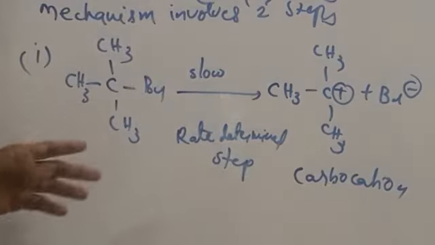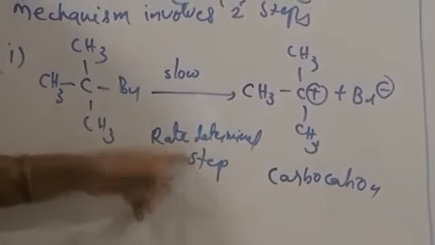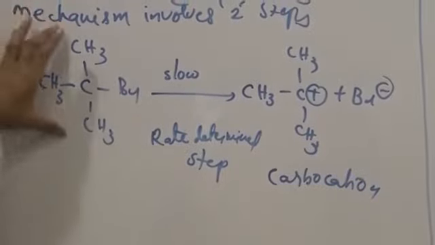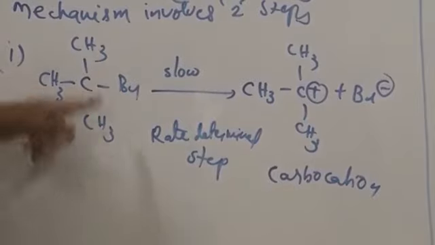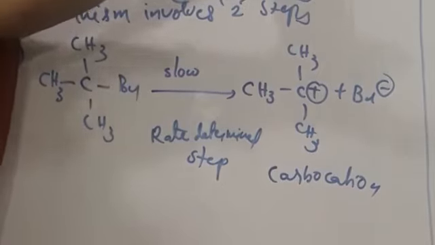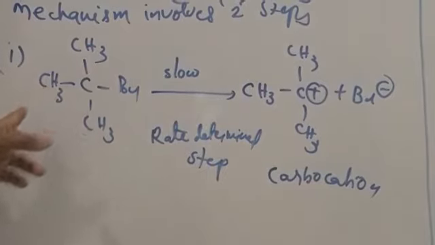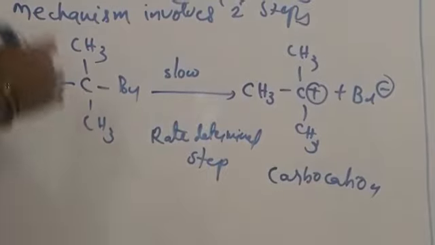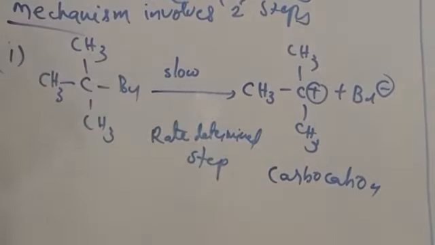So the number of molecules, atoms or ions which are present in the rate determining step, that is called molecularity. So here molecularity in the rate determining step is 1. Why? Because only one molecule is involved in this reaction. Okay. So that's why molecularity is 1. So this type of reactions are called unimolecular reactions. Why? Because in the rate determining step only one reactant is involved. Okay. So in the mechanism of SN1 reaction, in the first step, we first get carbocation.